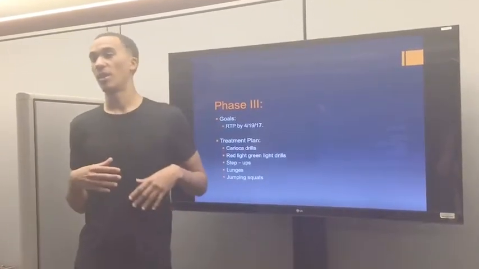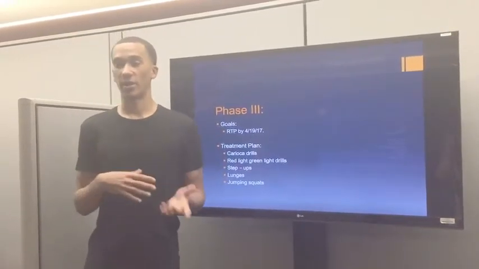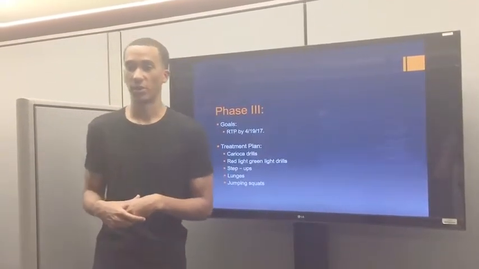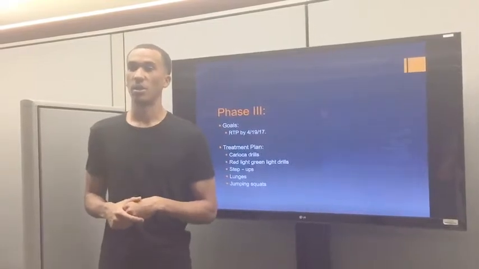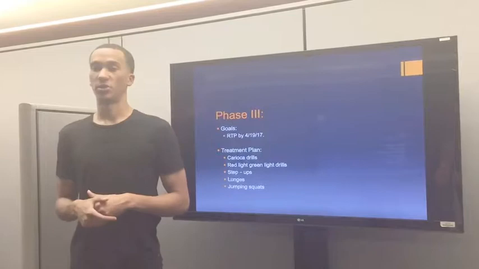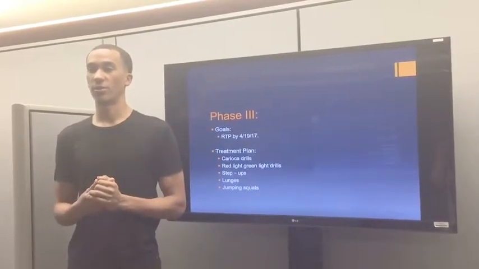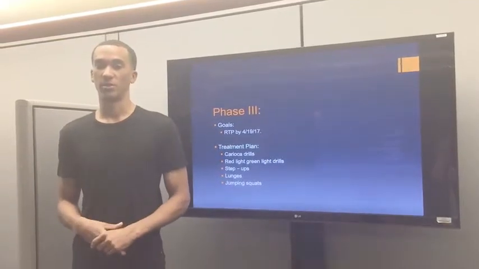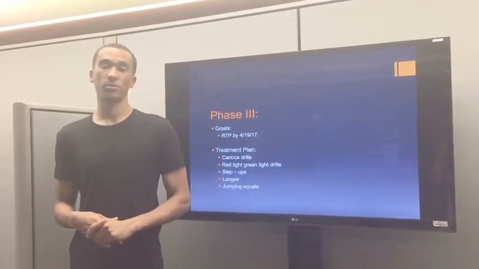dynamics. We can add in our red light, green light drills to work on his acceleration and deceleration and really work on that ankle stability. We can do step ups and lunges to further increase his strength, and jumping squats. We can add in that for plyometrics and work on his power output.